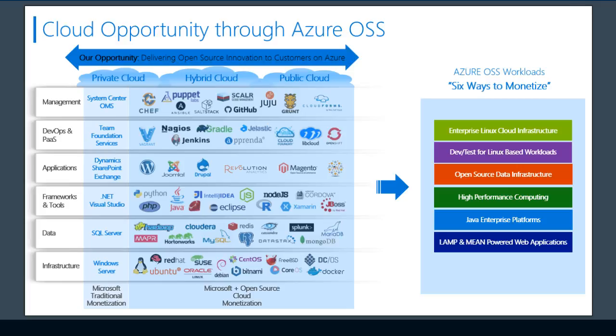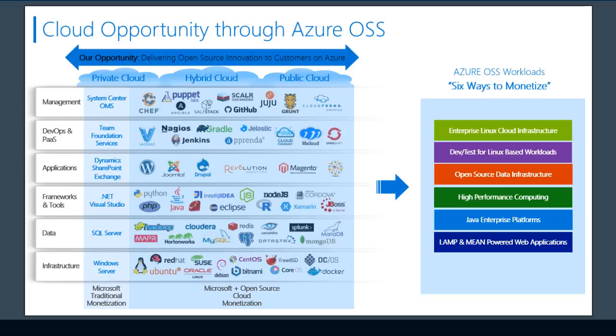What we've spent a lot of time on over the last, say, 6 to 9 months is educating our Microsoft field channel on 6 main sales plays. And so the idea is that we would like to work with partners across these 6 areas: the enterprise cloud infrastructure, the dev test, open source data infrastructure, high performance computing, Java, LAMP, and MEAN. And we break that out in the next slide.